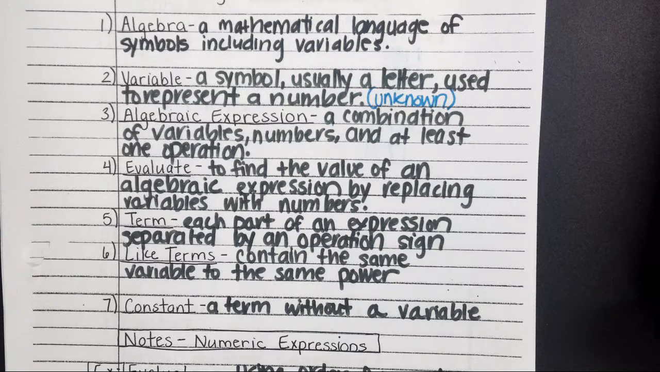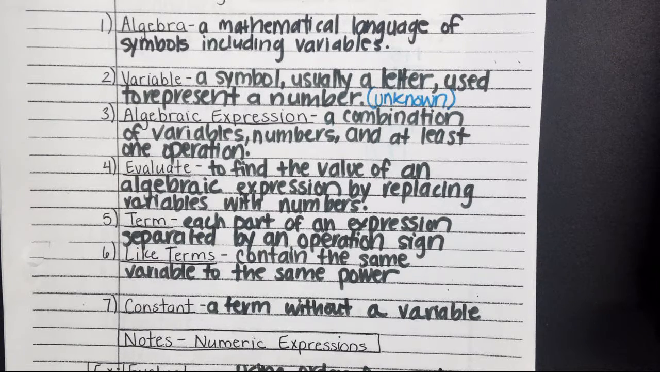When we talk about like terms, it simply means that they are alike. It's the same variable, okay, to the same power. Meaning like if you have x and x squared, those are not like terms. But if I had 2x plus 3x, I could combine those and get 5x. Okay? So, yes, like terms we can combine. Crazy thing is, right now you've always been dealing with like terms. Whole numbers are like terms. They're constants, which is going to be another one of our vocabulary words.